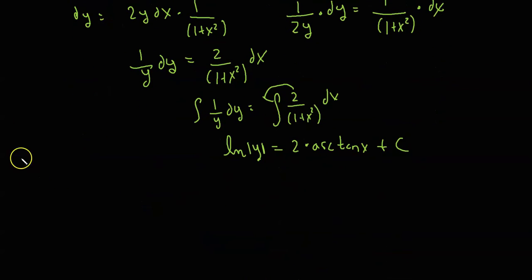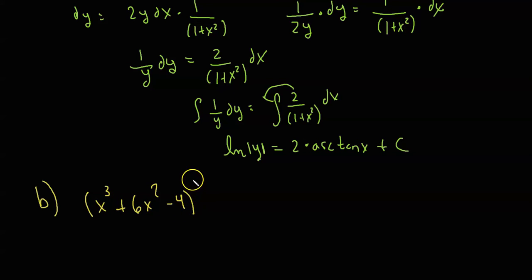Alright, the next one is a little tricky. I'll just rewrite it over here. So question B is they're asking you to take the integral of x cubed plus 6x squared minus 4 to the power of 8 multiplied by 6x squared plus 24x du.